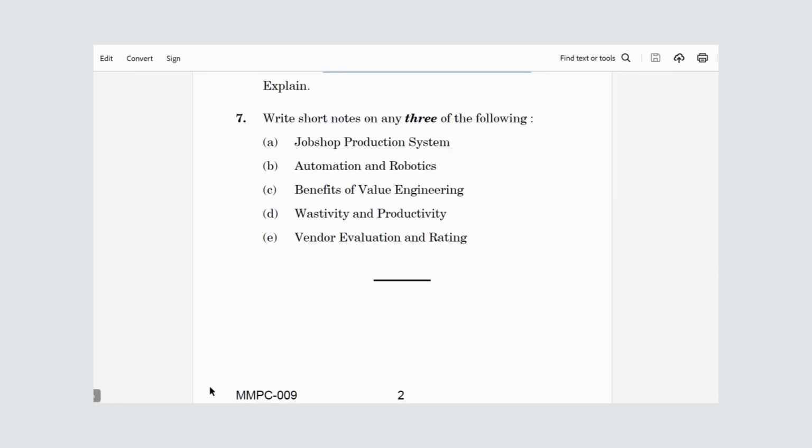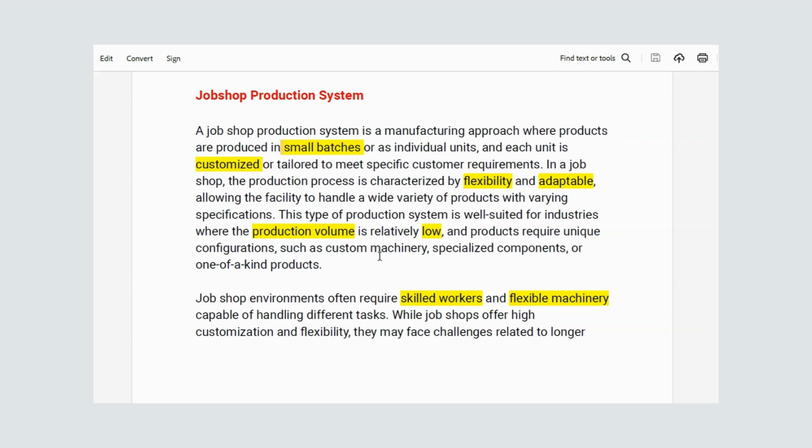Job shop production system. Job shop production system is a system of production where we produce the product in small batches, or depending upon the customer demands, we produce the product. Here, a job shop production system is characterized by flexibility and adaptability that allows the facility to handle a wide variety of products with varying specifications. So this type of production system is well suited for industries where the production volume is relatively low.